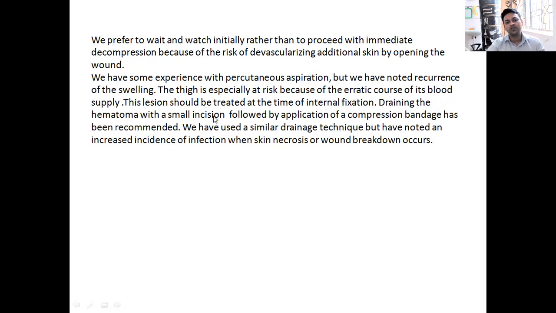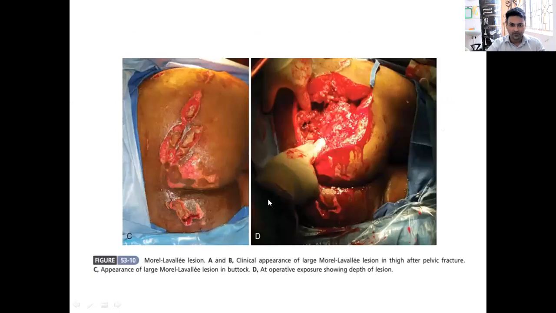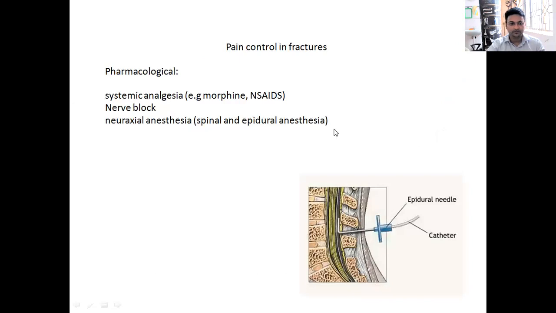Draining the hematoma with a small incision followed by application of a compression bandage has been recommended. We have used a similar drainage technique, but we have noted an increased incidence of infection when skin necrosis or wound breakdown occurs. Here you can see the Morel-Lavallée lesion which has been opened up.